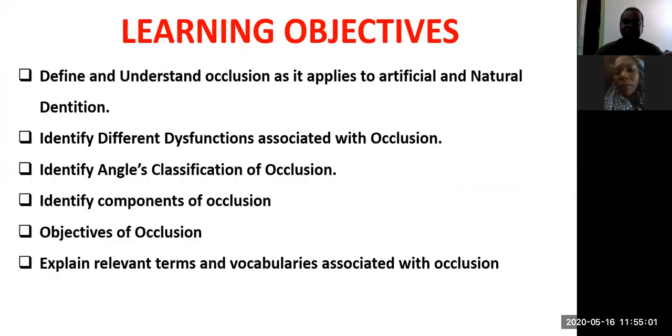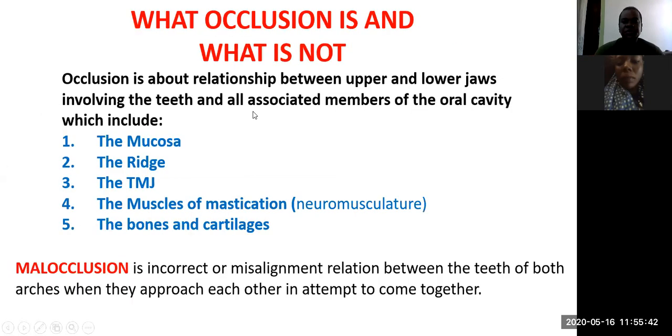Now, I said in the learning objective, by the end of this lecture, you should be able to define and understand occlusion as it applies to artificial and natural dentition. Then you should be able to identify different dysfunctions associated with occlusion. You'll be able to identify Edward Angle's classification of occlusion. Edward Angle is regarded as the father of modern orthodontics. You will know what his classification of occlusion is. Identify components of occlusion, objectives of occlusion, and there are some terms I put together that you'll be able to see.